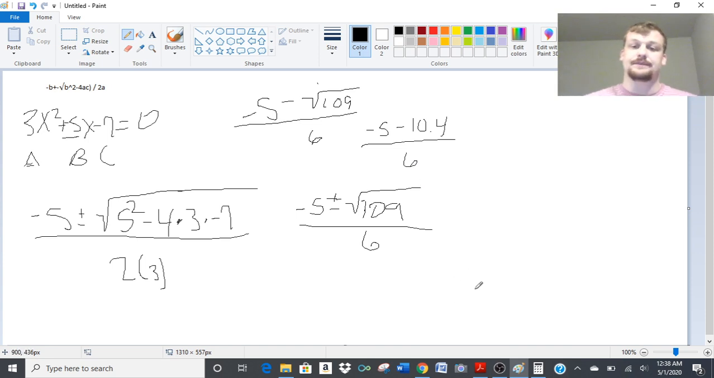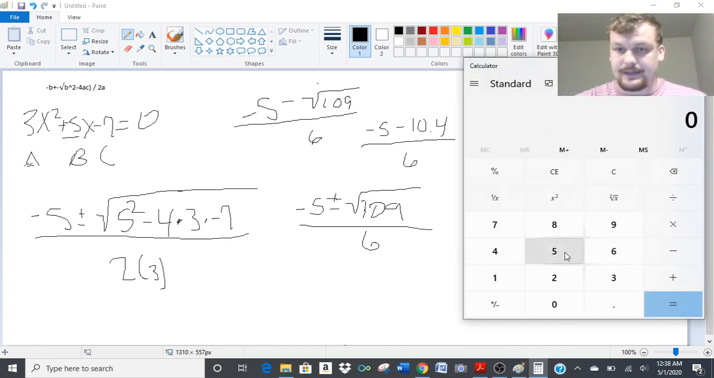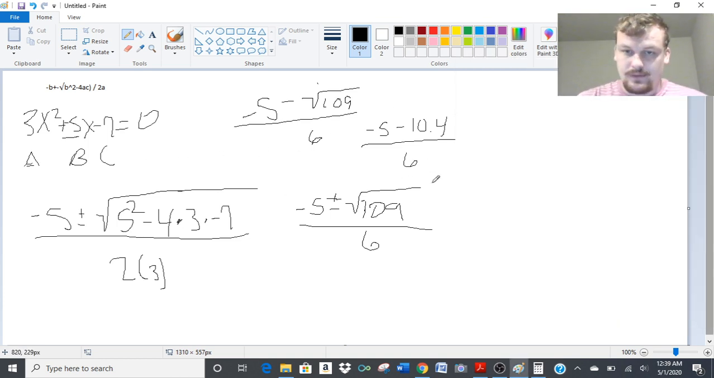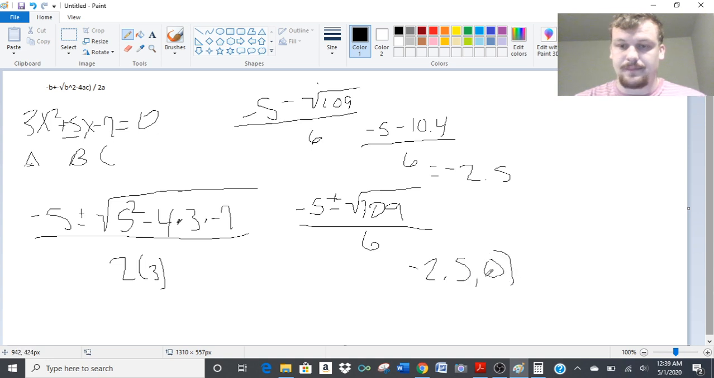Now we can simply do it. -5 minus 10.4 divided by 6, and we get -2.5. So that means on the left, we're across the x-axis on the left of the origin, the ordered pair would be -2.5, 0. But now we have to find the positive.